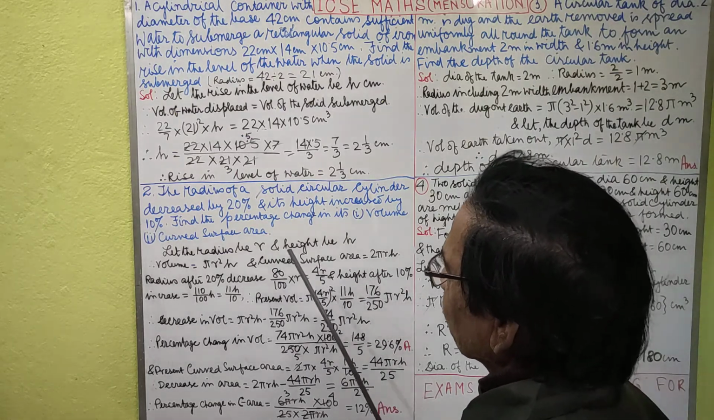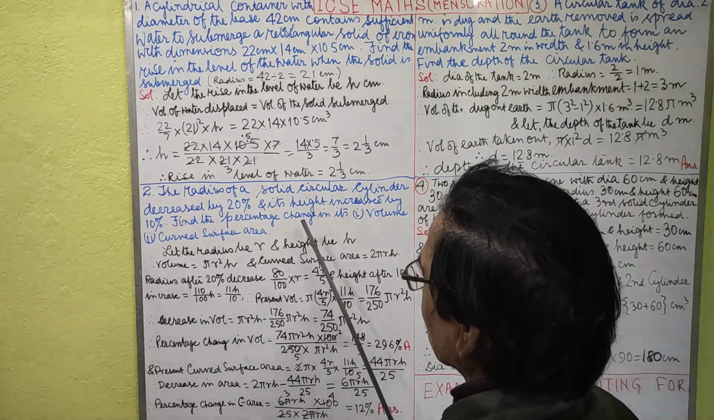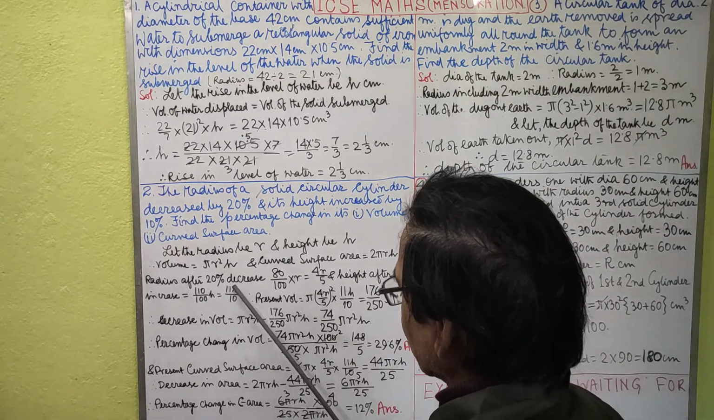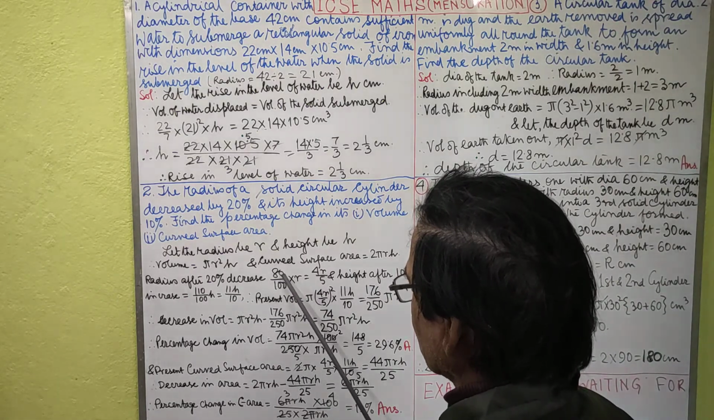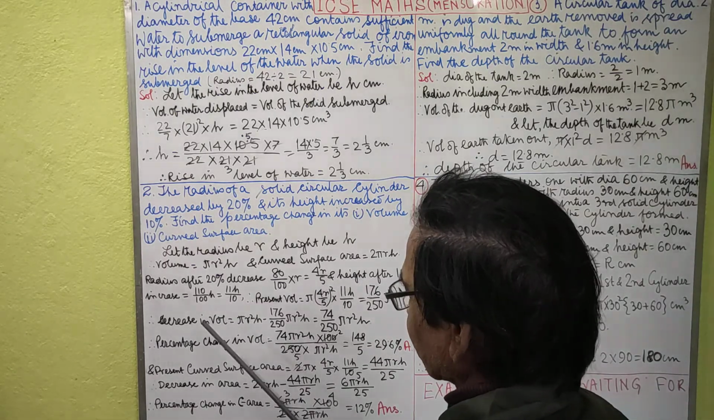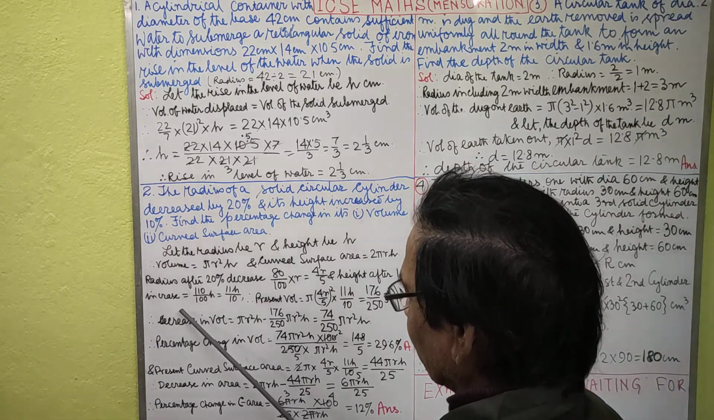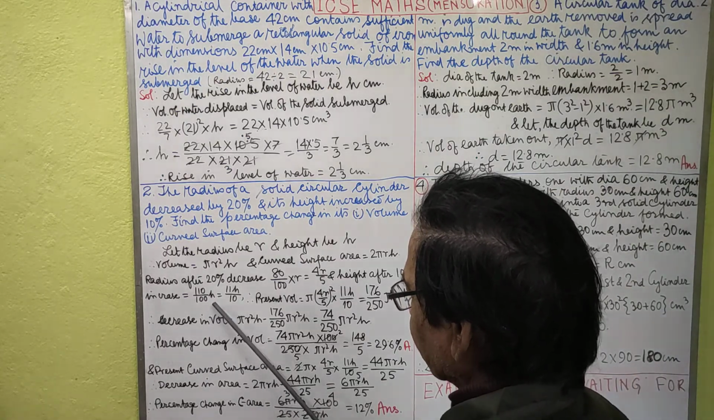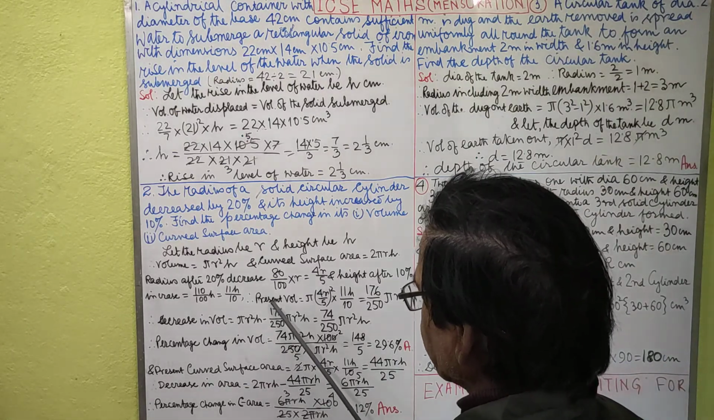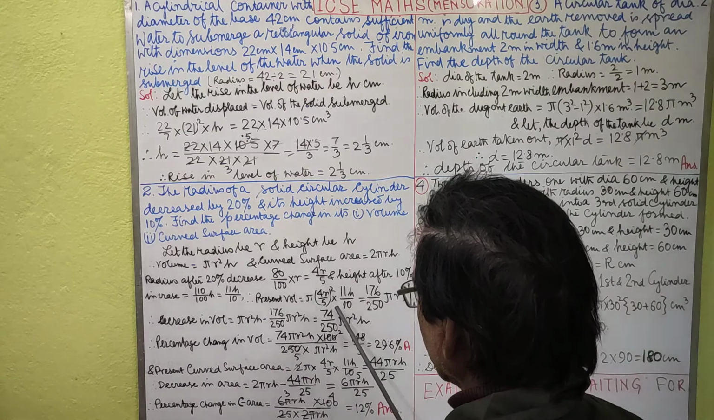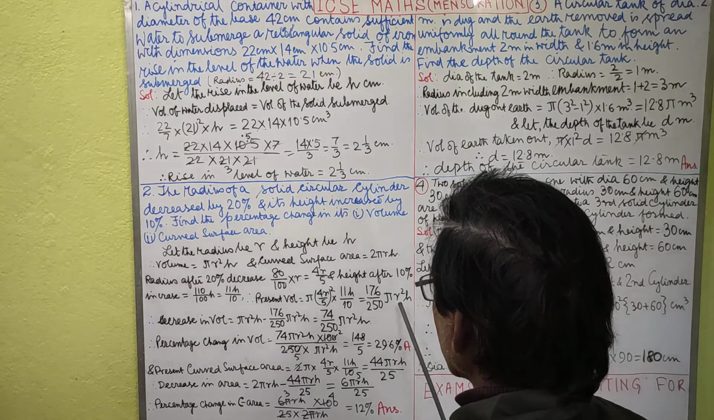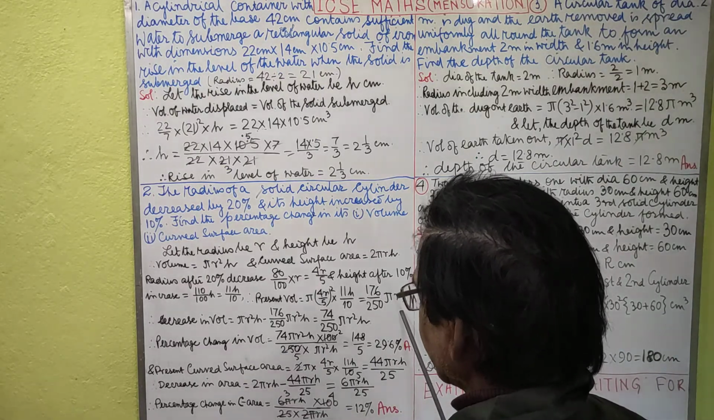Now the radius after 20% decrease is 100 minus 20 equal to 80 by 100 into r, that is 4r by 5. And height after 10% increase will be 100 plus 10 by 100, that is 11h by 10. Therefore the present volume after changing will be pi into 16r square by 25 into 11h by 10, which is 176 by 250 pi r square h. It is after changing.